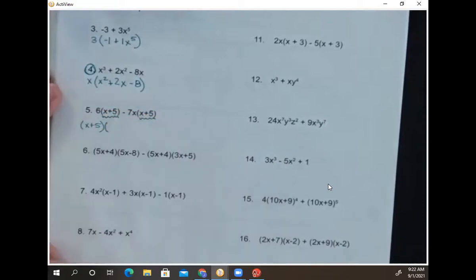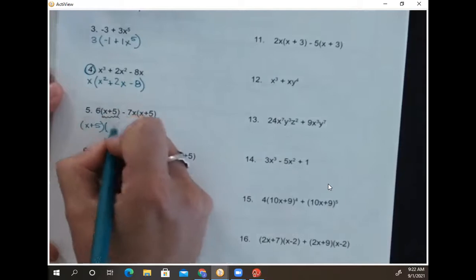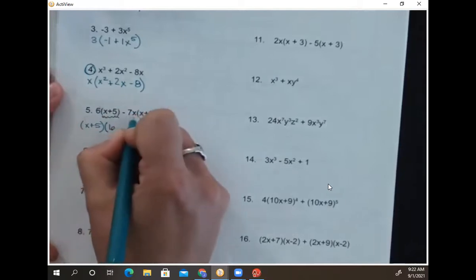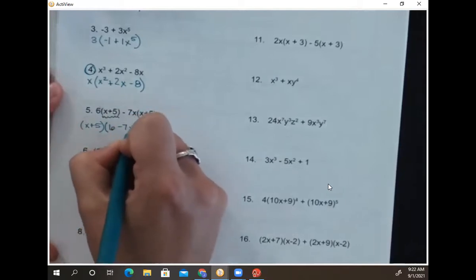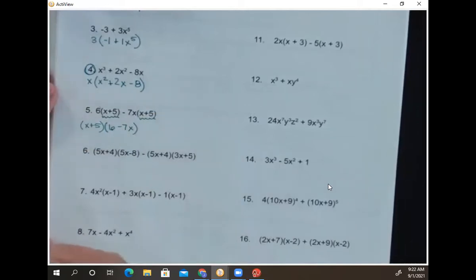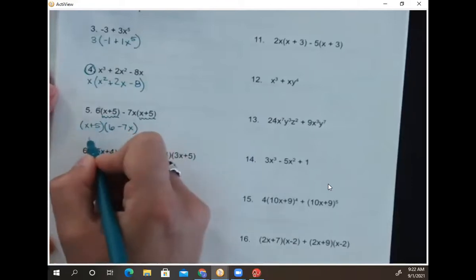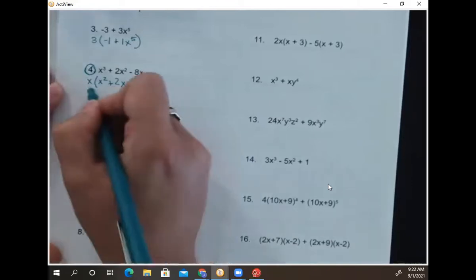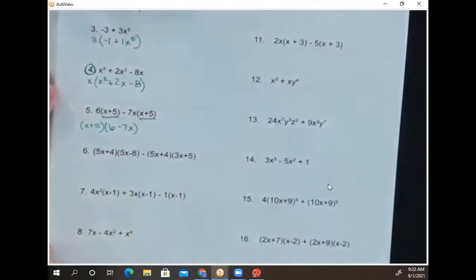When I factor it out, I'd be left with 6 from this first term, and then minus 7x from the second term. Our GCF was clunkier here, but it's exactly the same idea as when we pulled out the x and when we pulled out the 3.